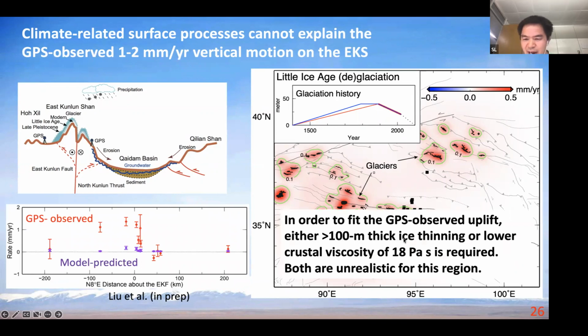And here, if we want to let the model fit the GPS-observed vertical motion, we need either 100 kilometers thick ice thinning after the end of the Little Ice Age, or very low viscosity of the lower crust, which is of the order of, oh sorry, I made a mistake, 10 to the 18 pascal second. Both are unrealistic for this region.